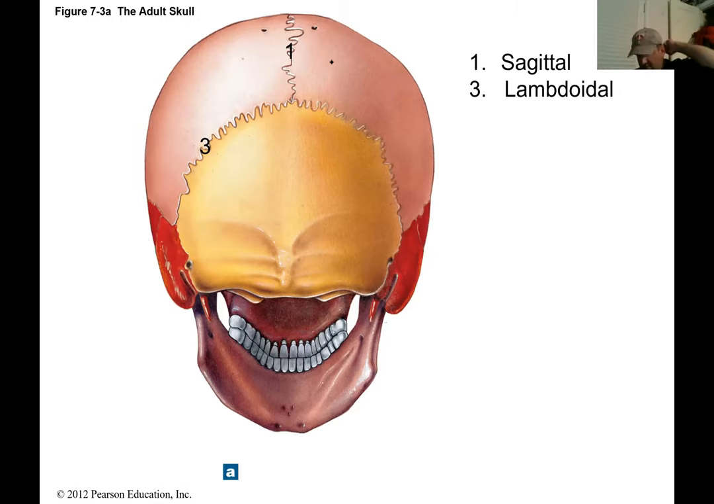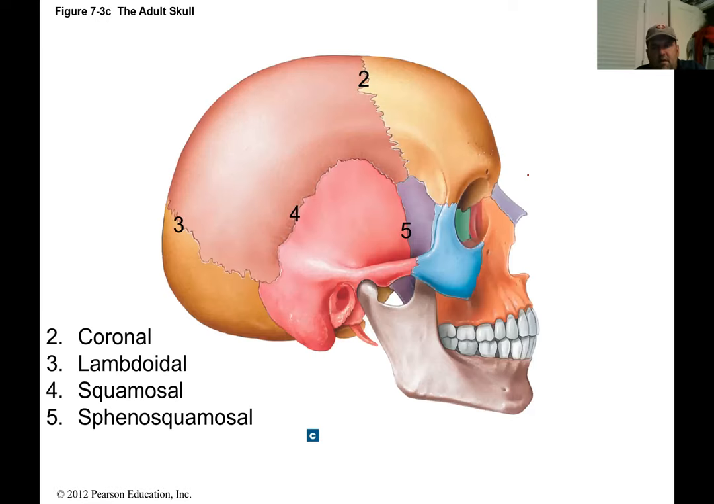Then a couple, there is another suture. We talked about the squamosal suture. The squamosal suture is right here between your parietal and your temporal bone. So squamosal suture. Okay. And then the last suture is a sphenosquamosal suture, which is between the sphenoid bone and the temporal bone.